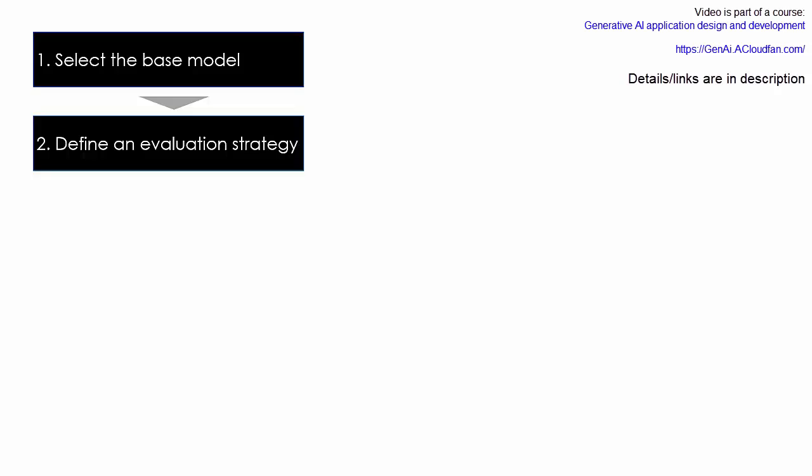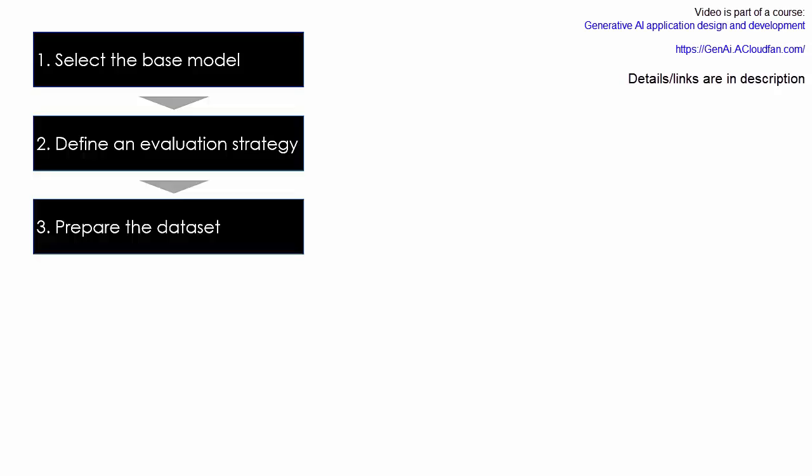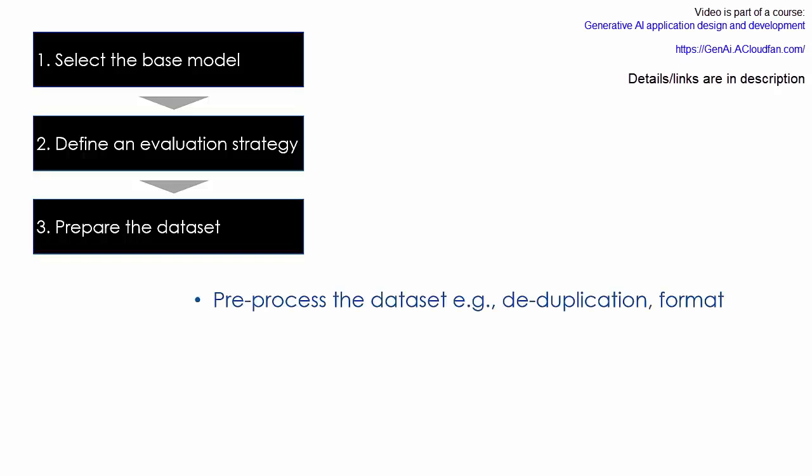The next step is to prepare the dataset. This step is crucial because the quality of the training data directly impacts the performance of the fine-tuned model. This step involves pre-processing the dataset, such as removing the duplicates, formatting the data to fit the task requirement, and ensuring compatibility with the base model. It's important to ensure that the dataset is balanced.